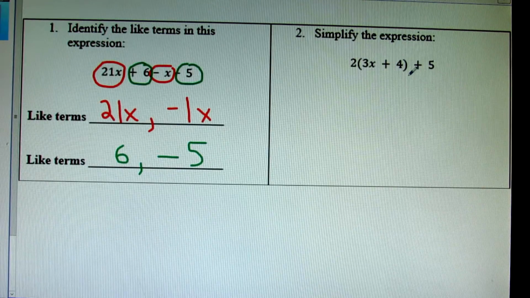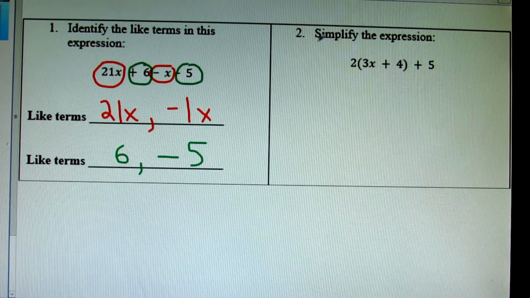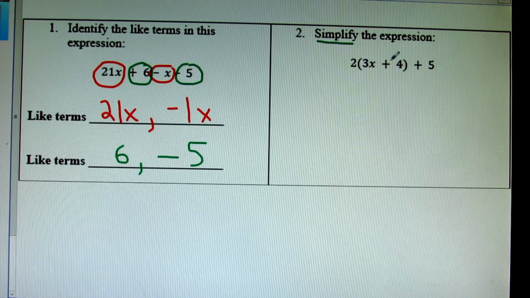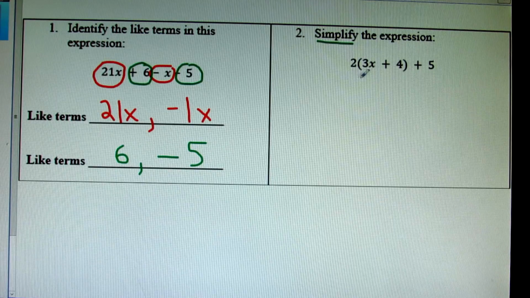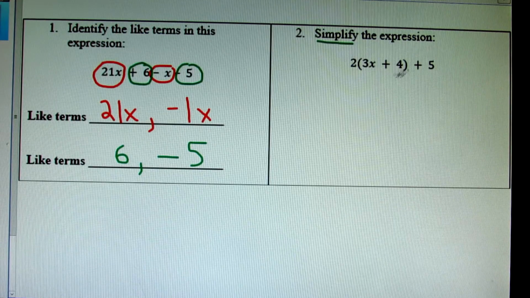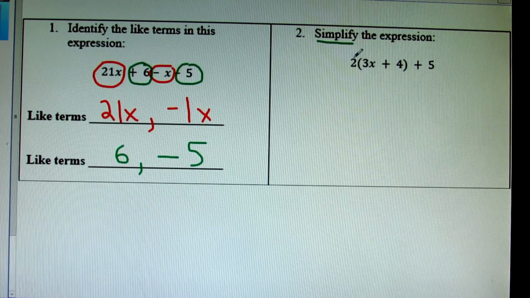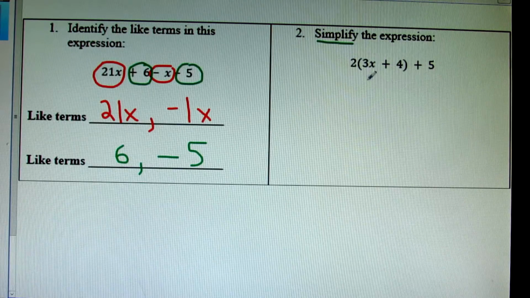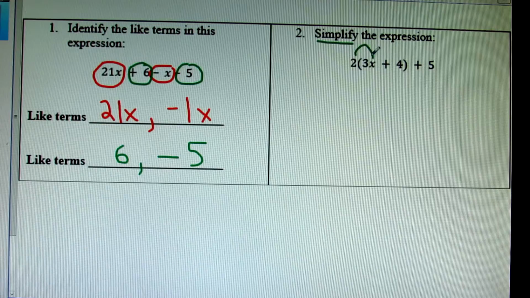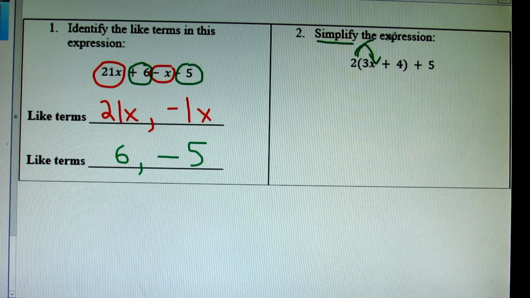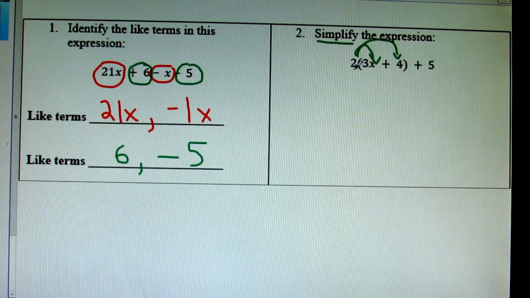Number 2, simplify the expression. Simplifying just means write it in a different way. If you notice, there is a property at work here, right here where this 2 is. This 2 should give you a hint, and the parentheses should give you a hint. It is the distributive property. I'm going to have to do 2 times 3x and 2 times 4.